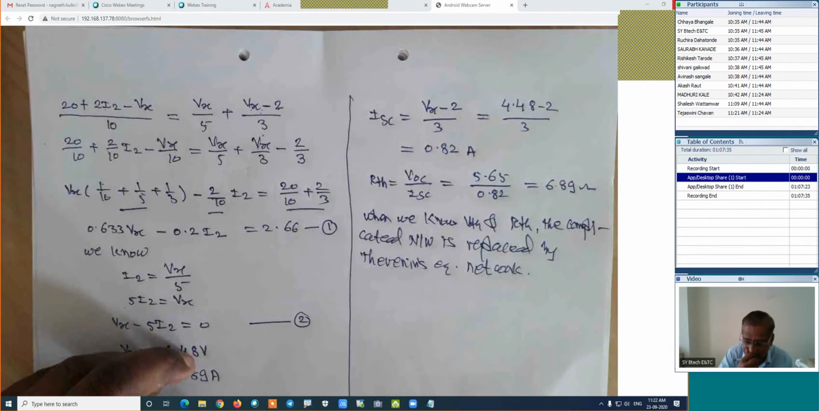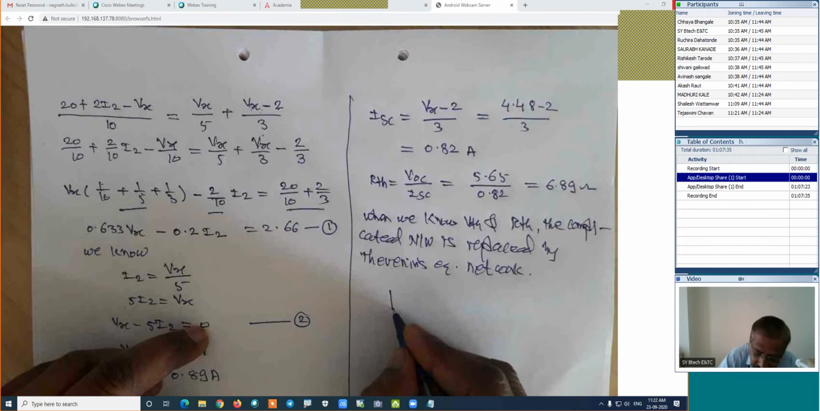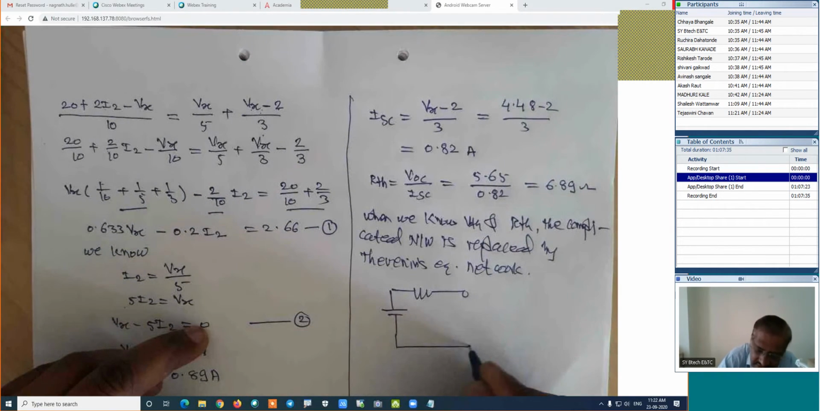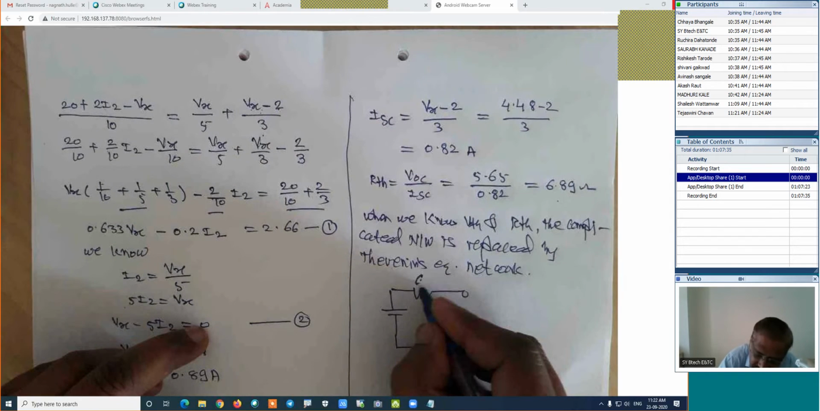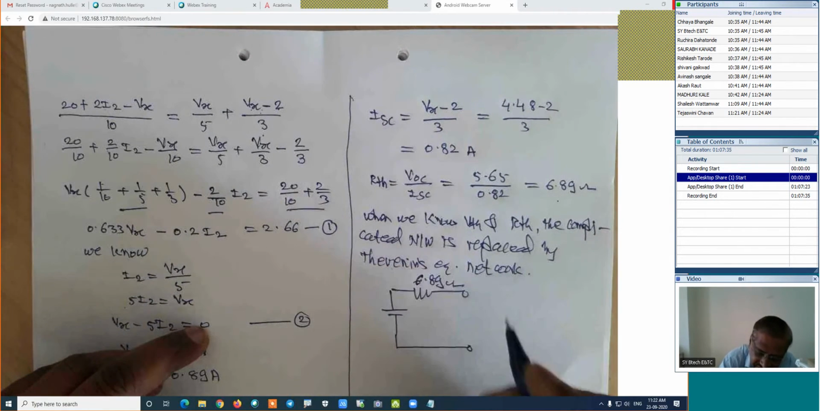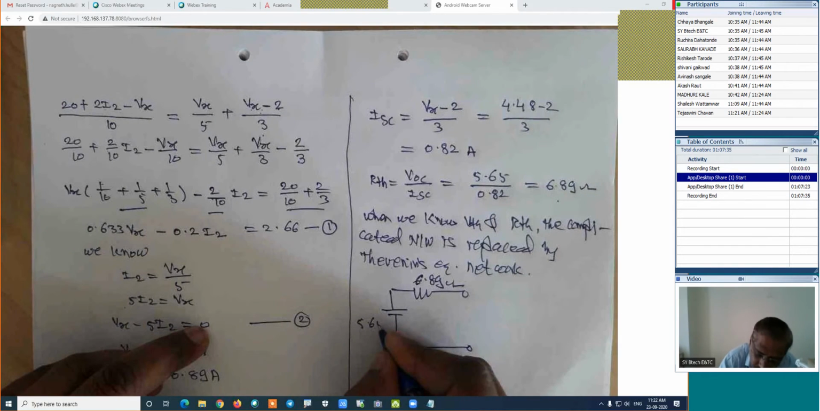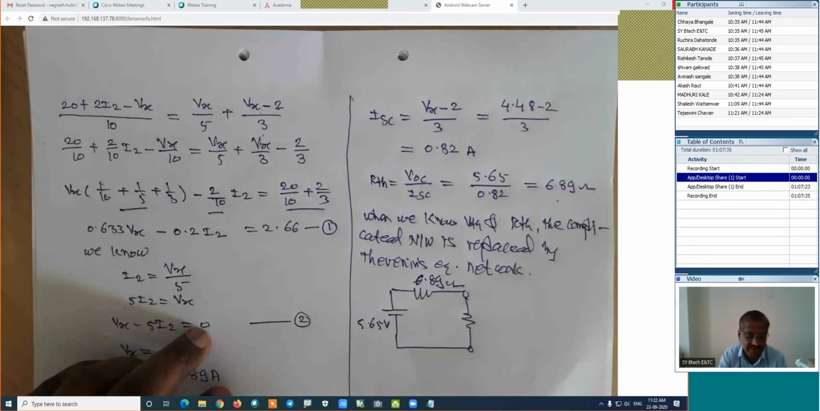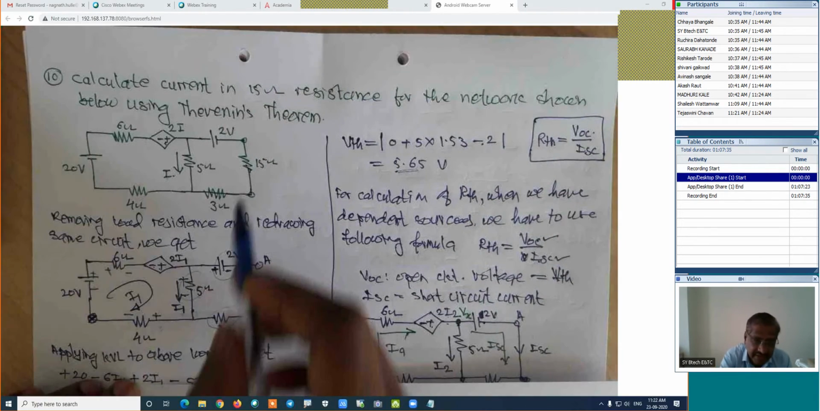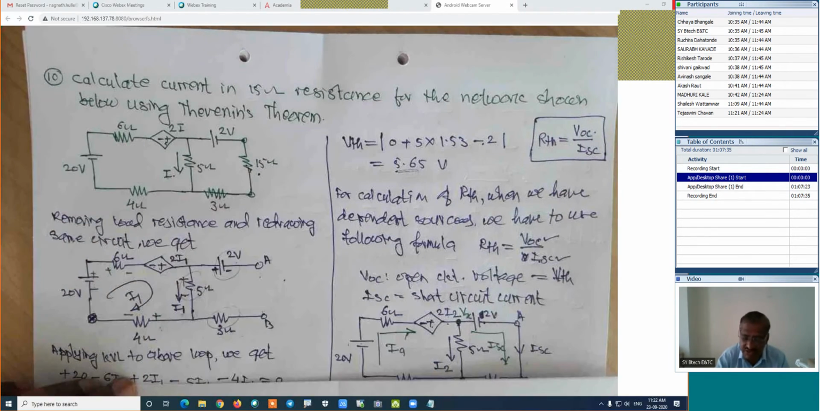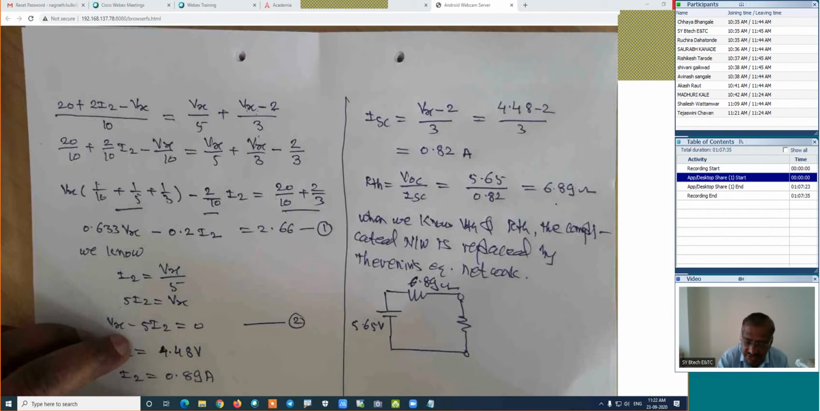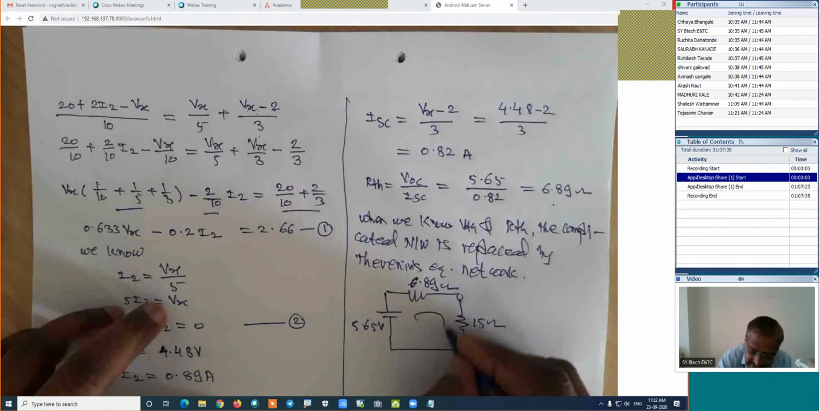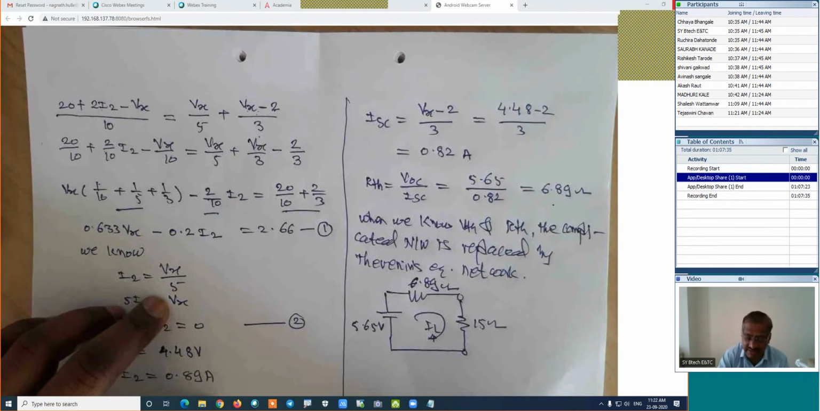How is the figure now? In this case, this will be the final figure. This is RTH. How much? It is 6.89 ohm. How much is the VTH? 5.65. And reconnect the load resistance which is removed in the first step. How much is the load resistance? We are interested in the calculation of current in the 15 ohm resistance. This is our load resistance, which we have removed in the first step. Now calculate its current, that is load current, in this case.